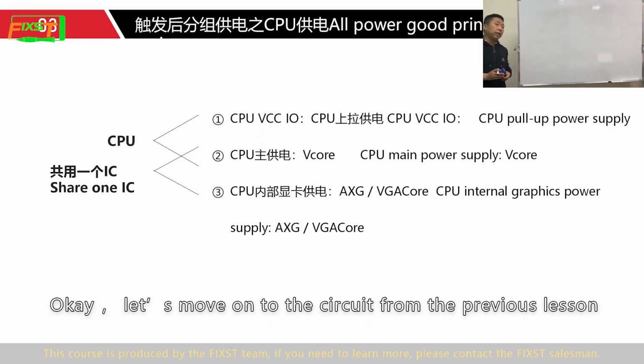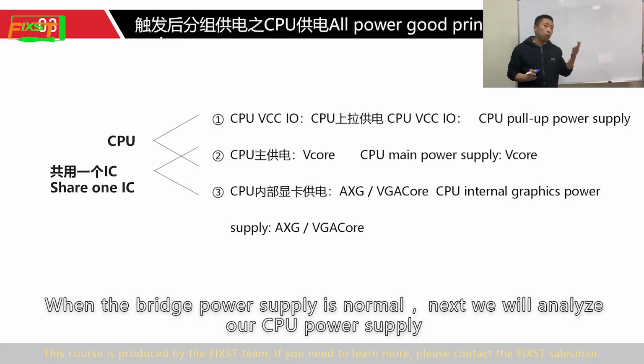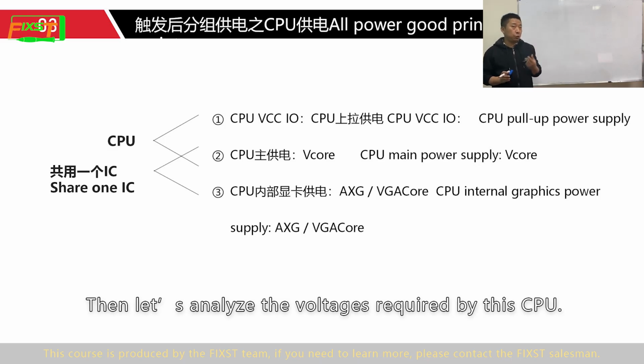Okay, let's move on with the circuit from the previous lesson. After we analyzed the memory power supply, and the bridge power supply we had just analyzed is normal, next we analyze our CPU power supply. The CPU and the bridge are integrated, but its power supply still does not work independently. Then let's analyze the voltage required by the CPU.